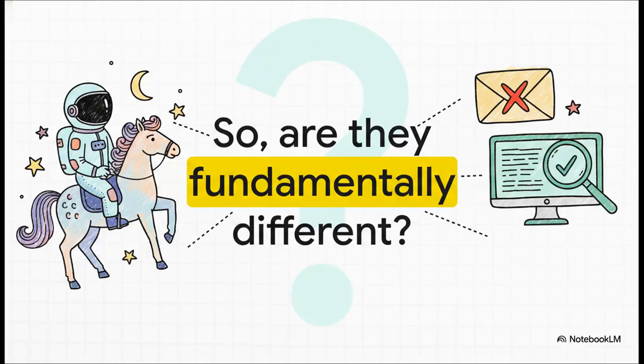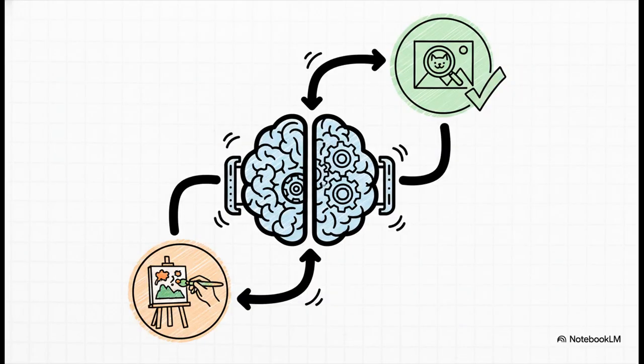And this brings us to probably the most important question for building our mental model. Are these two types of AI built on totally different foundations? Is a system that can create a picture of an astronaut riding a horse fundamentally different from one that just detects spam? And the answer, which is kind of surprising, is no. This is really the big secret. Despite their very different outputs, they are powered by the exact same core mechanism. The difference isn't in the engine, it's in what we're asking the engine to do.